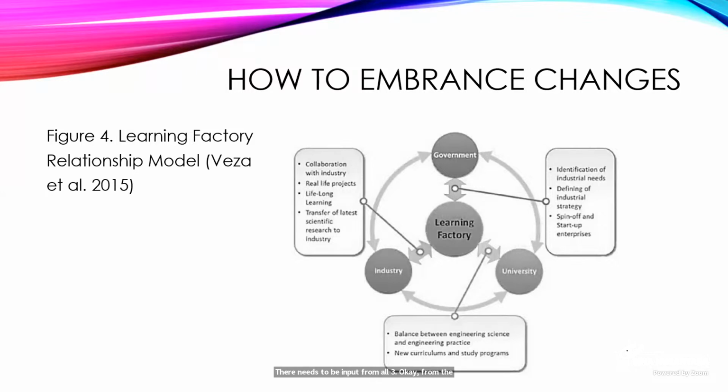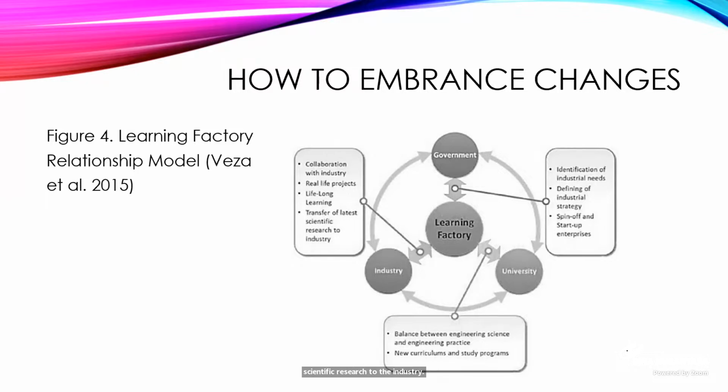That's why we have the three boxes, which show the contribution between university and government, on the right, between the government and the university, and the bottom, between university and industry. Okay, so let's go through this one by one. The first one, between government and industry: it is good if the government encourages collaboration with industry because they have real life projects and lifelong learning elements that can be learned from the industry. And because of this, there will be a transfer of latest scientific research to the industry.